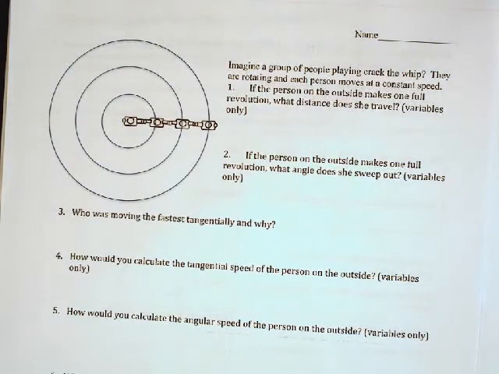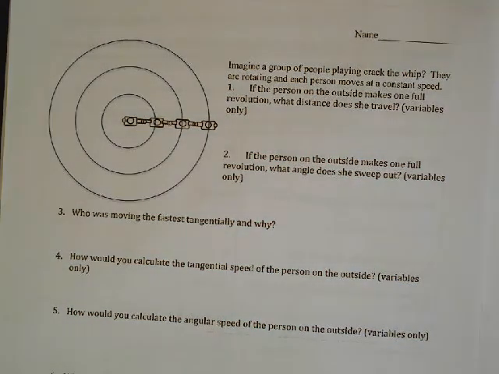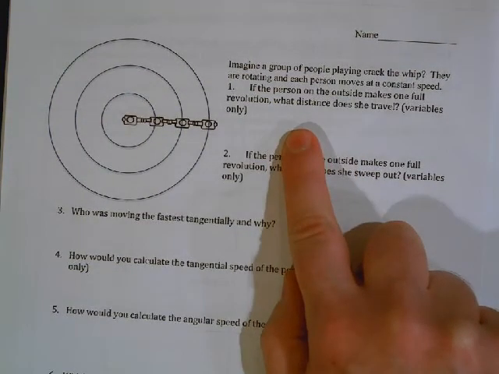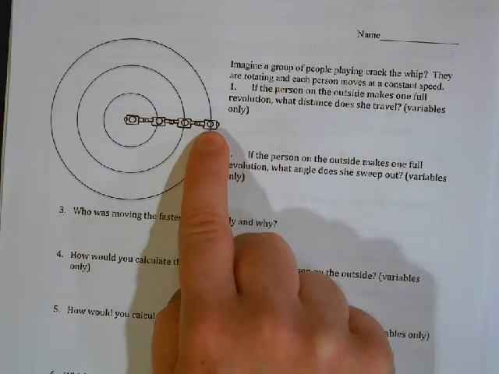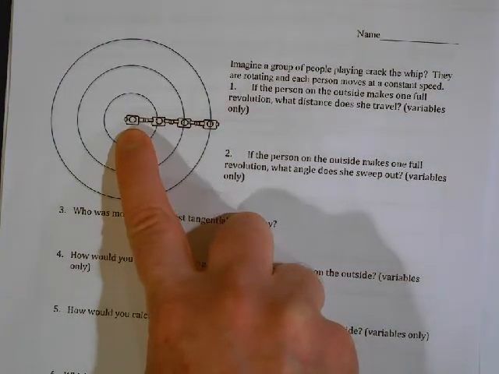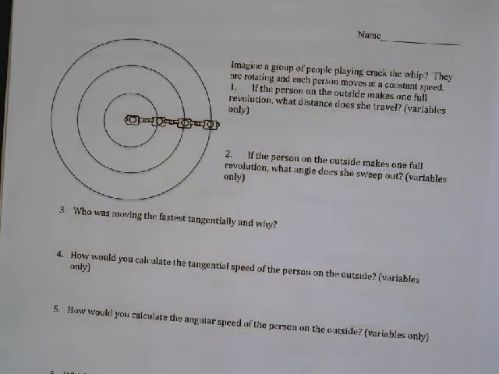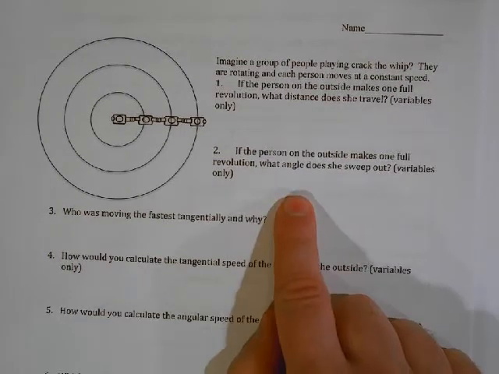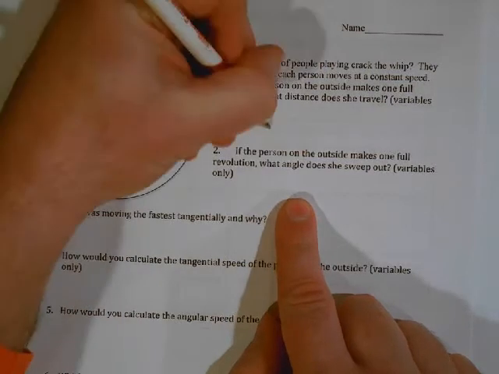It says if the person on the outside makes a full revolution, what distance do they travel? She is going to travel 2 pi r. The distance is going to be 2 pi r because it's the circumference, which is why she's going to travel a bigger distance than this person and this person, and this person doesn't travel any distance. If the person on the outside makes one full revolution, what is the angle they sweep out? It would be 2 pi radians.